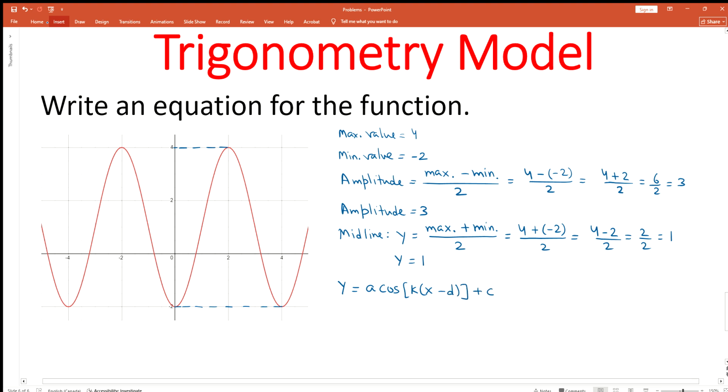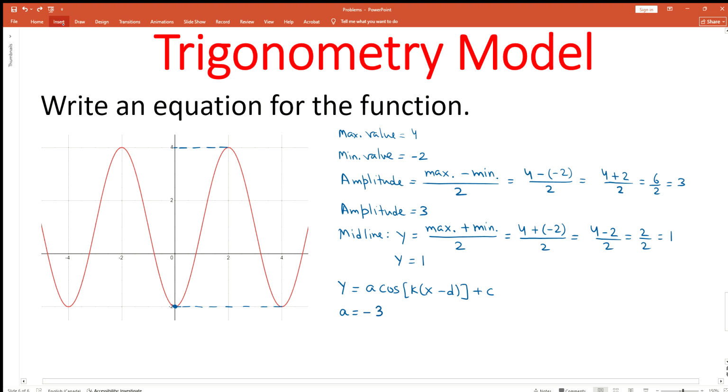Different teachers use different letters for transformation constants. I am using a, k, d and c. The resulting transformations are the same. We have to find the values of a, k, d and c. Let's start with the a value. Since we are using cosine function for this graph and a minimum point of the graph is on the vertical axis, that means the a value should be negative. It will be equal to -3 because 3 is the amplitude value we got.